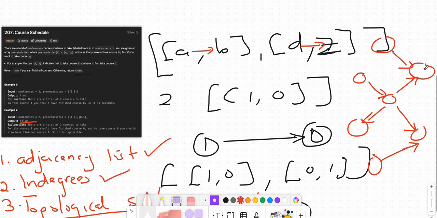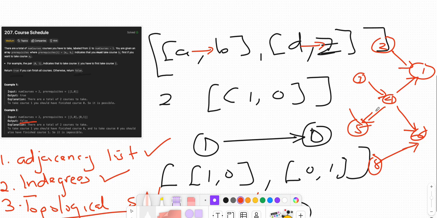You have course 1, course 2, course 3, course 4, course 5, course 6, course 8. Before 3, you take 1. Before 4, you take 1. Before 2, you take 1. Before 3, you take 4. Before 4, you take 5. Before 4, you take 6. And before 8, you take 6.